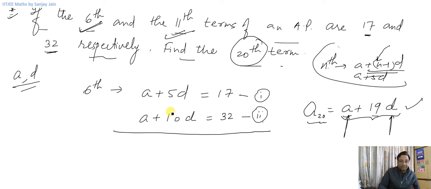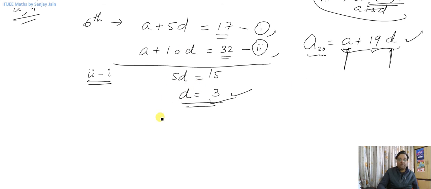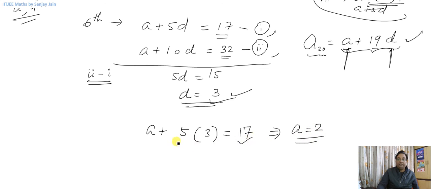So let me first of all subtract second equation minus first equation. That is second minus 1. So A minus A will get cancelled, right? And 10D minus 5D will give me 5D. And 32 minus 17 will give me 15. So D is equal to 3. I have obtained D now, and how will I get A? I'll put D equal to 3 in any of these equations. So let me put it in equation number 1. If I put D equal to 3 in equation number 1, I'll get A plus 5 into D equal to 17. Hence, A is equal to 2. 17 minus this 15 is 2. Right? So A is 2 and D is 3.